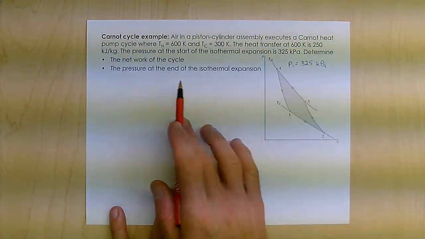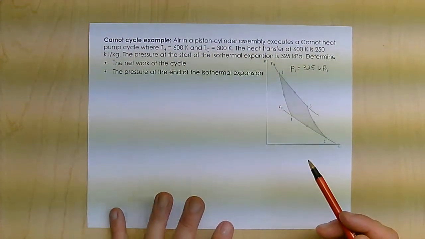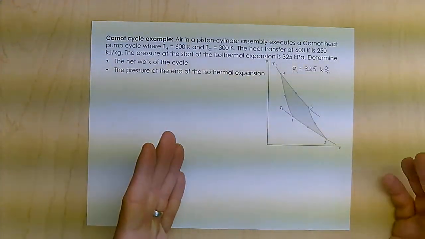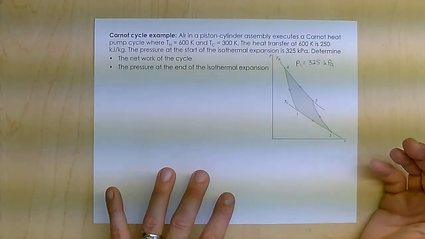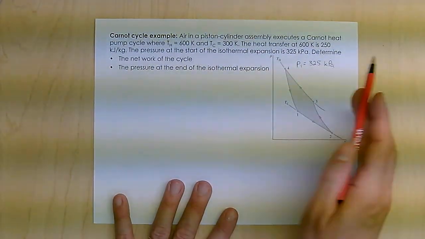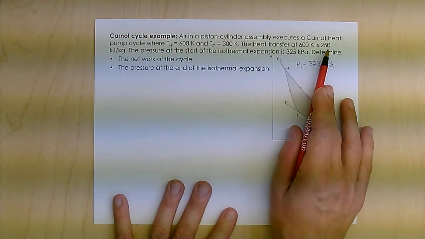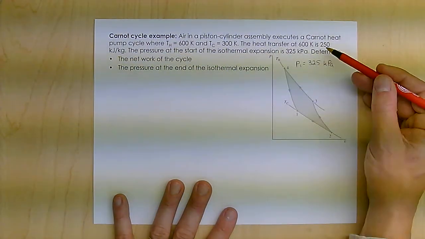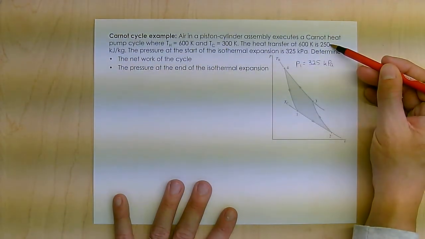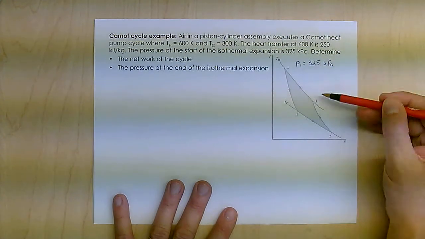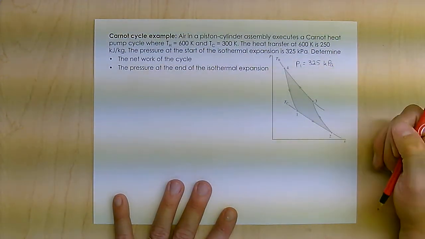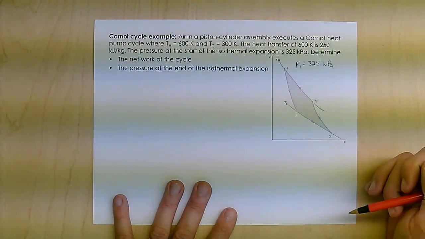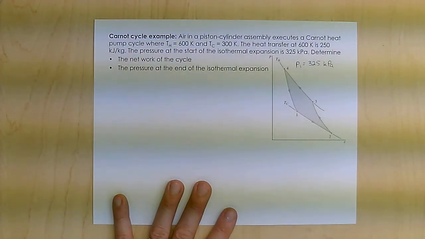Okay, so it wants me to find the work of the cycle. What I recognize here is it's a Carnot cycle, a reversible cycle. So if I want to find the work of the cycle, I have Q out or Q hot. I just need to find Q cold, and then I can subtract those two things to get the work of the cycle, right? Because Q in minus Q out gives me the work.